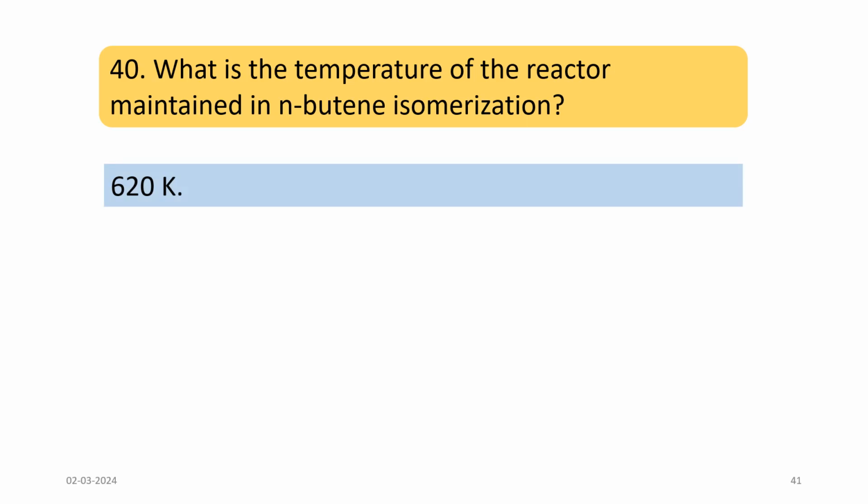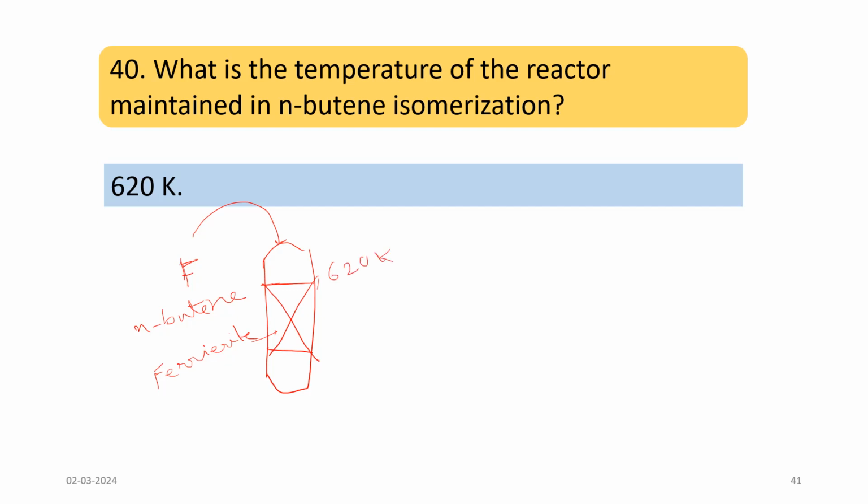The answer is 620 Kelvin. So here in the reactor, the feed is coming. The feed is N-butene. Here the catalyst is given, ferrierite. And the temperature is maintained at 620 Kelvin and 1 to 2 bar pressure. And from the bottom of the reactor, the product is collected and it passes through a compressor and goes into the distillation column.